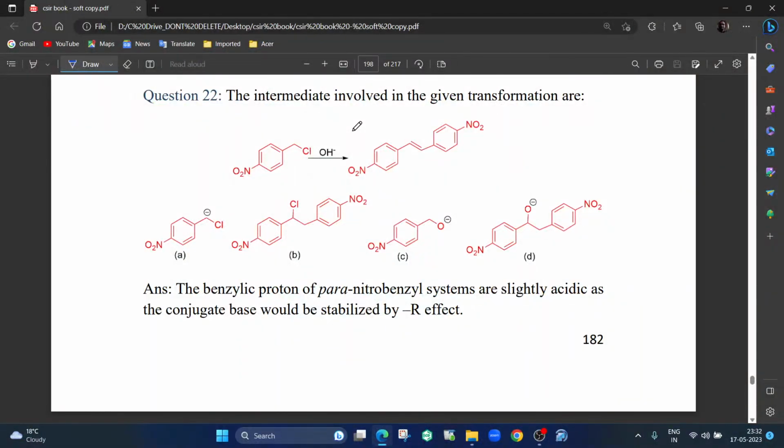Hello everyone. Let's do the last 7 questions of the September 2022 NET question paper. The last 7 organic questions. Right. So the first question says the intermediates involved in the following transformations are.